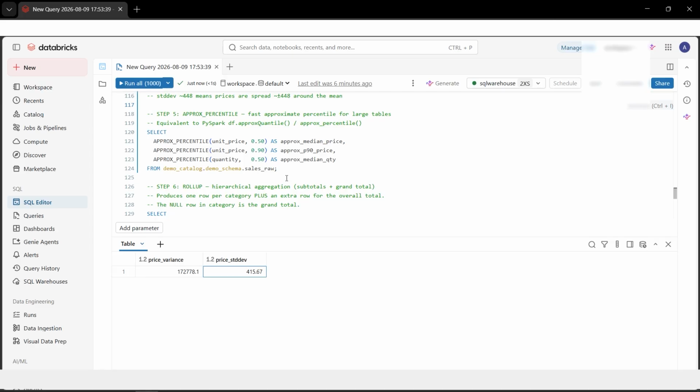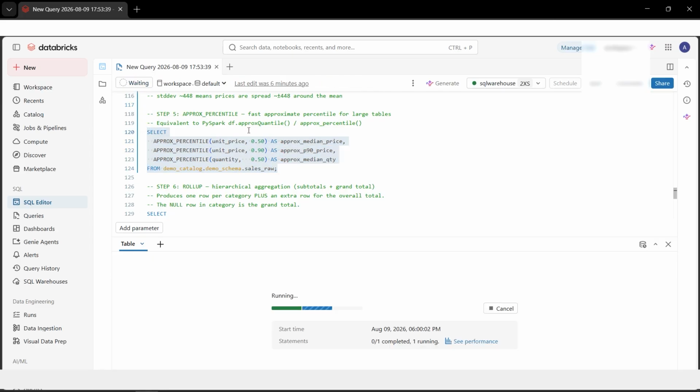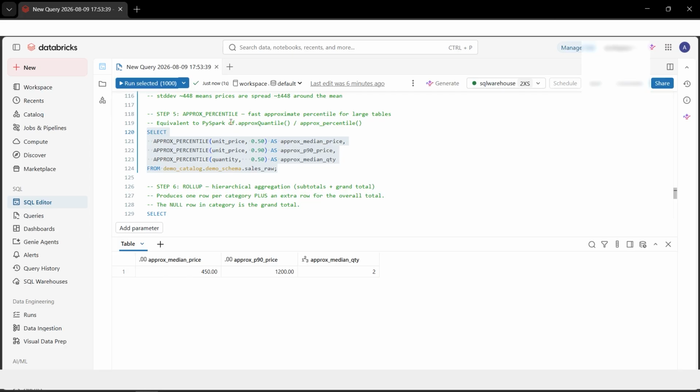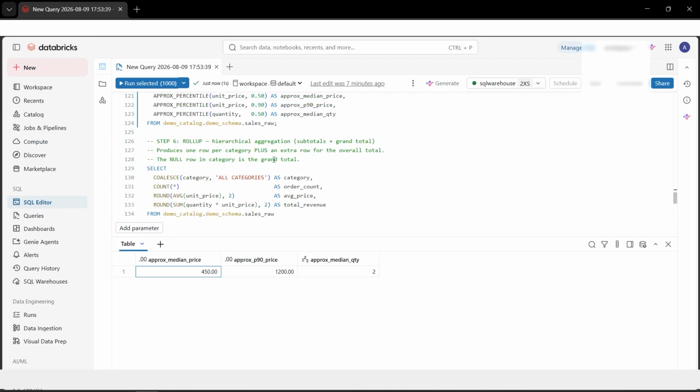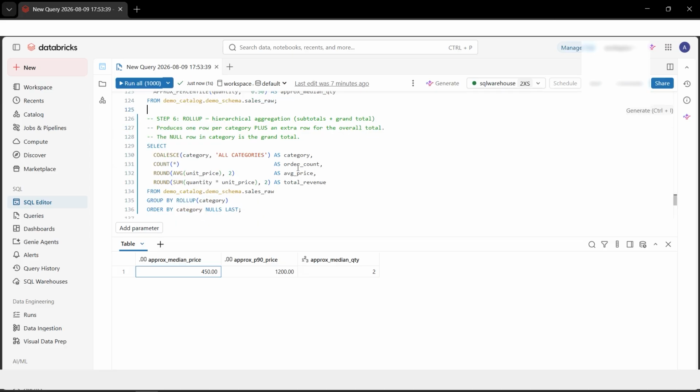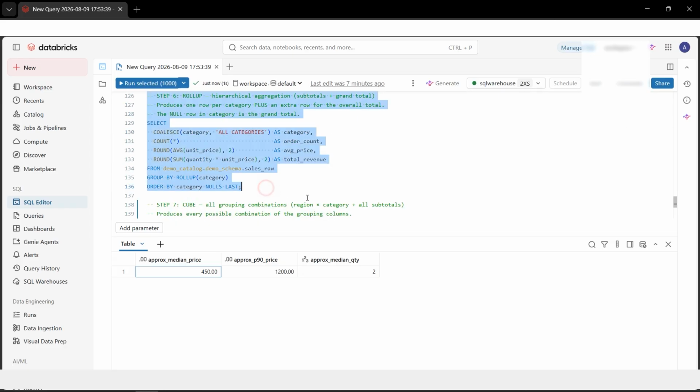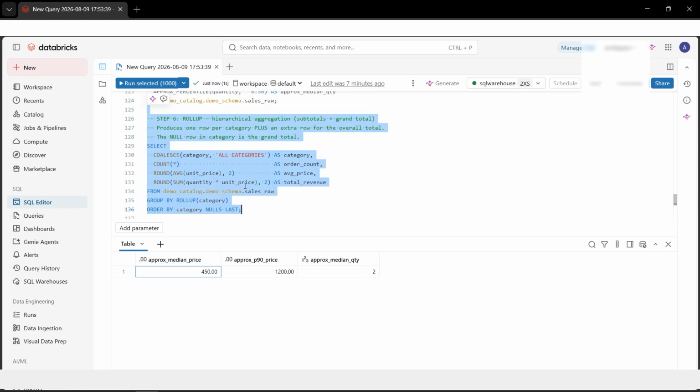This is our step 5, basically. It's equivalent to the PySpark function DataFrame dot approxQuantile. So this is how we can do it using the SQL warehouse. We can do the similar operation instead of using a notebook. If it's not available in your organization, we can still pull the data using SQL.